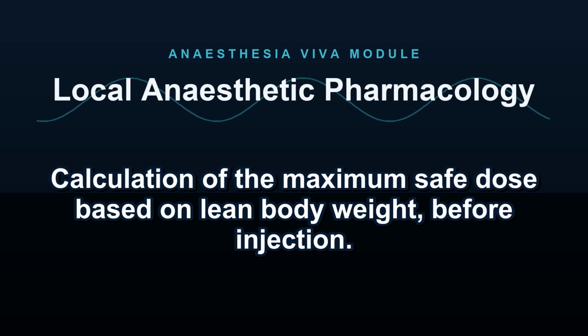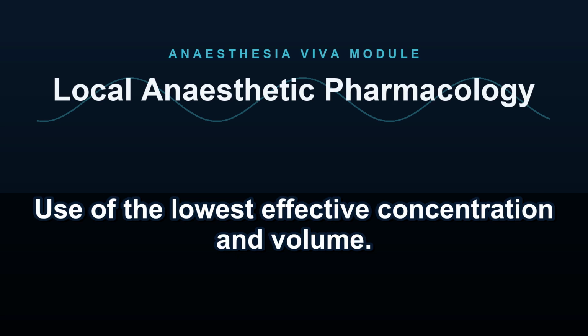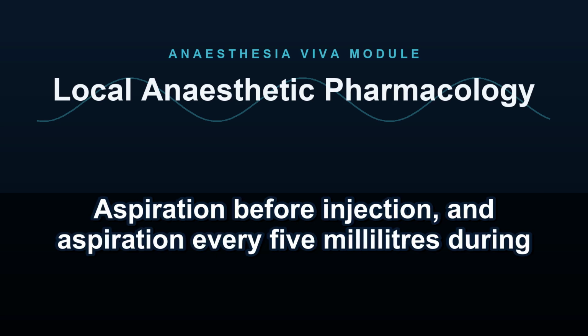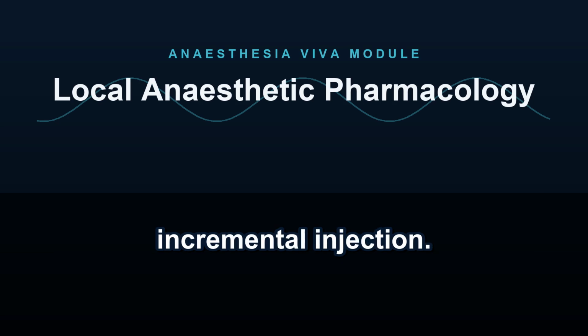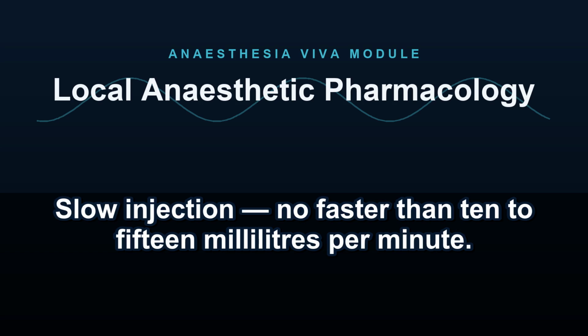Calculation of the maximum safe dose based on lean body weight, before injection. Use of the lowest effective concentration and volume. Aspiration before injection, and aspiration every 5 milliliters during incremental injection. Slow injection, no faster than 10 to 15 milliliters per minute.